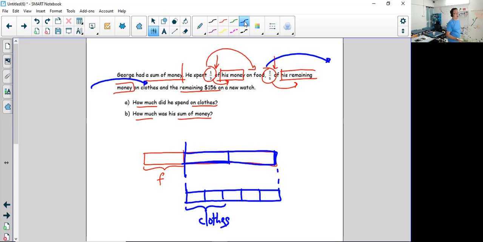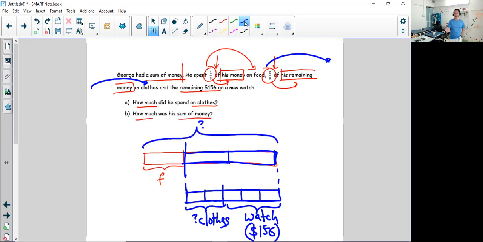Okay, then where is the remaining? After he spent 2 boxes of the remainder on clothes, where is the remaining? He spent the remaining, which is the last 3 boxes that you see, on a new watch. So let's label watch. And how much is that? $156. So you have to be very detailed in your labeling. Whatever numbers you see, you have to add to your model, so the model becomes clearer and clearer. How much did he spend on clothes? That's where you put a question mark. And how much was the sum of money? Question mark over here. The sum of money is the whole rectangle on top, and your model is done.